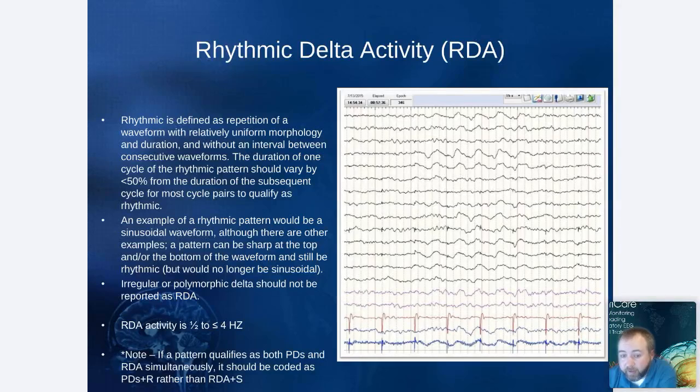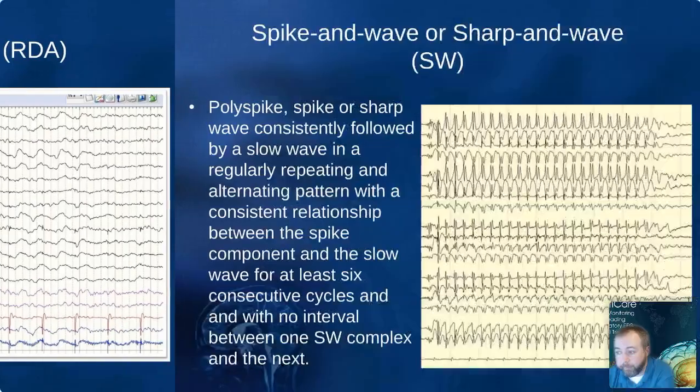Irregular or polymorphic delta should not be reported as rhythmic delta activity. Rhythmic delta activity is either half to less than 4 hertz. And if a pattern qualifies as both periodic discharge and rhythmic delta activity simultaneously, then it should be coded as PDs plus R rather than RDA plus S. We'll get into those plus modifiers in a little bit.